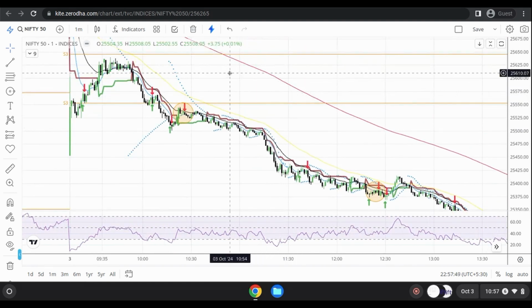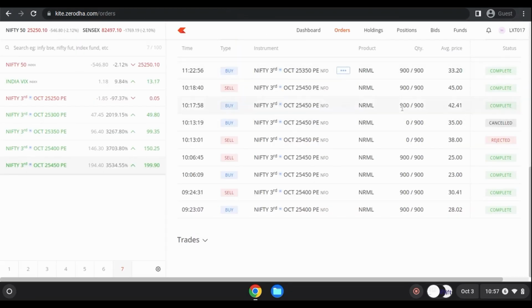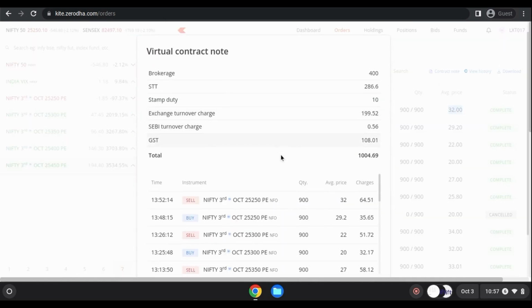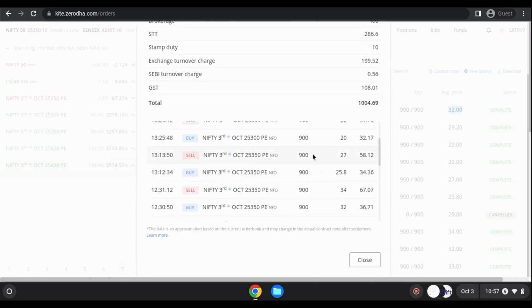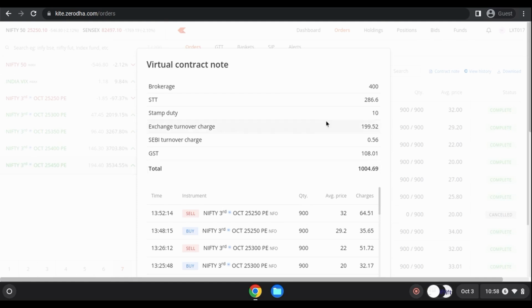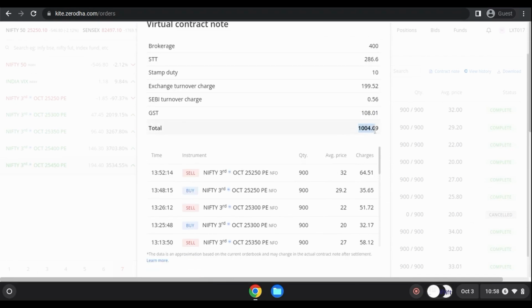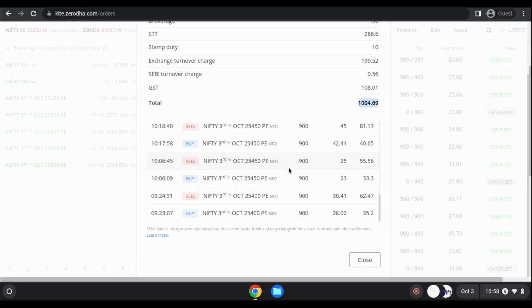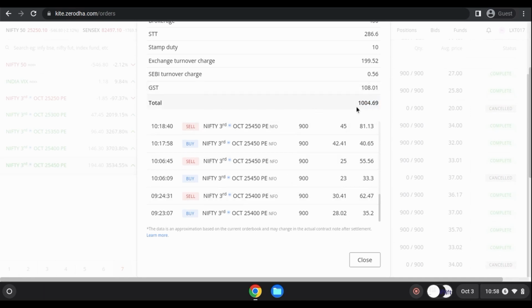So let's talk about the contract note. Yes, the very interesting thing. It just cost me all the charges. Brokerage is 400 rupees, STT 286, stamp duty 10 rupees, exchange turnover charge is 200, SEBI turnover 0.56, GST 108. Altogether, it's 1004 rupees for the 20 trades that I've taken today with 900 quantity. Okay, it's just 1000 rupees.